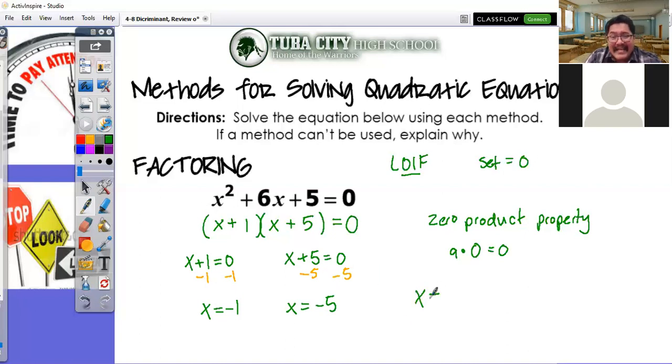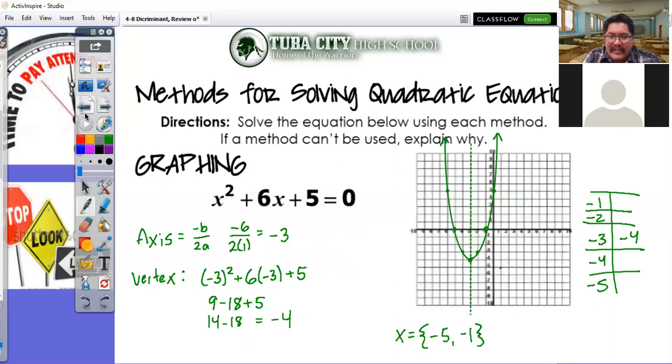Now again, this is the same problem as the other one we had, so we should get the same solution. In fact, if we didn't get the same solution, then we'd know we did something wrong, because this is the same problem from the last slide. So we'll go back over there, and we have -5, -1.